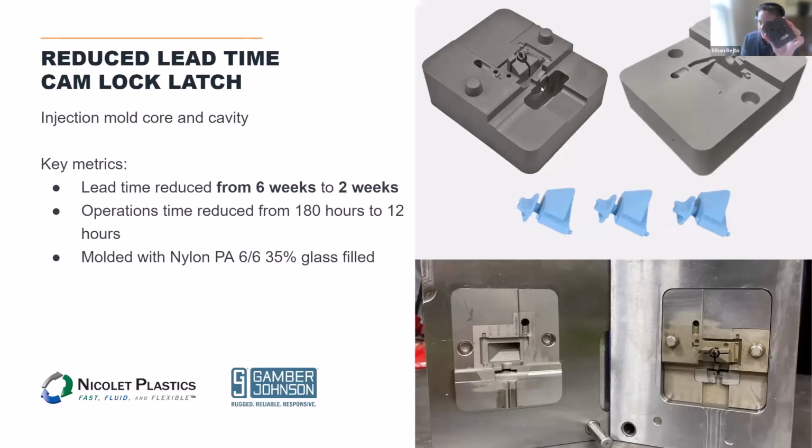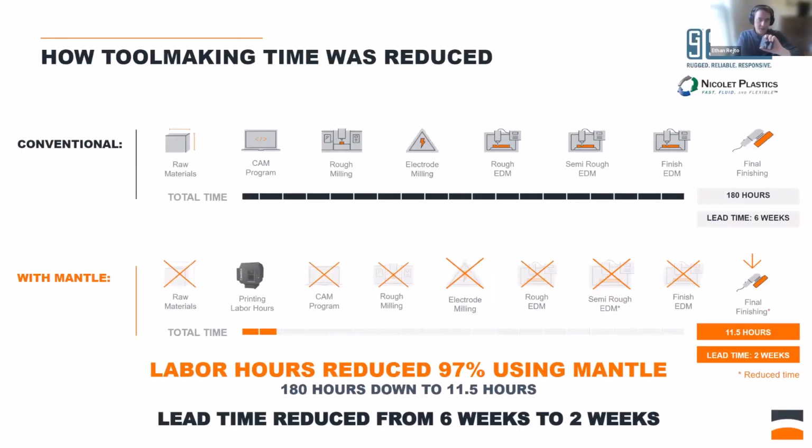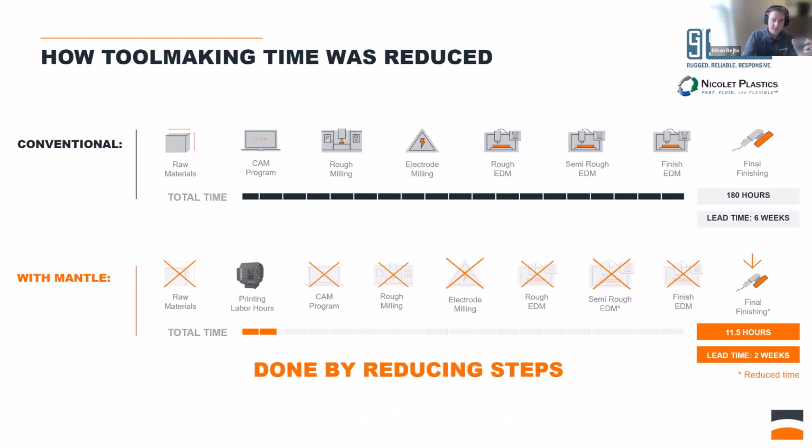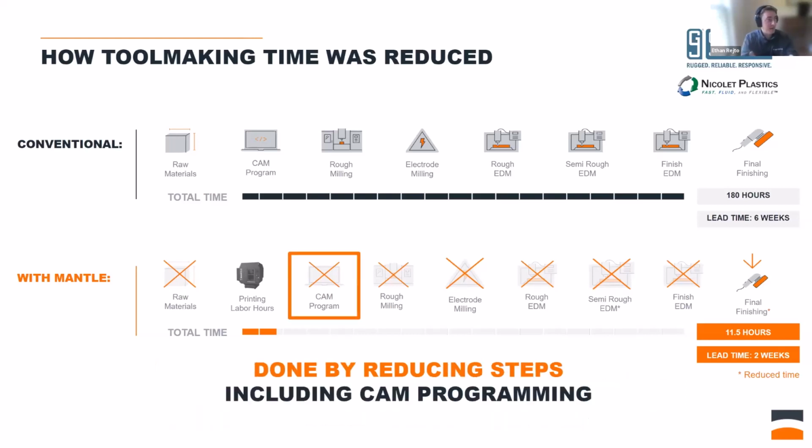They placed inside of this insert here, but reduced lead time from 6 weeks to 2 weeks, operation time from 180 hours to 12 hours, and they're molding a glass-filled nylon. So great case study. We're not going to focus too much on this today, but the reason they're able to save so much time and so many labor hours is because of all the steps they're able to reduce. A lot of steps are involved in creating a precision tool, but they're able to eliminate all those by printing. And one of those steps that they were able to remove is the CAM step.